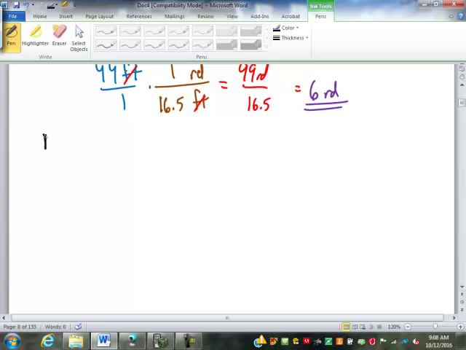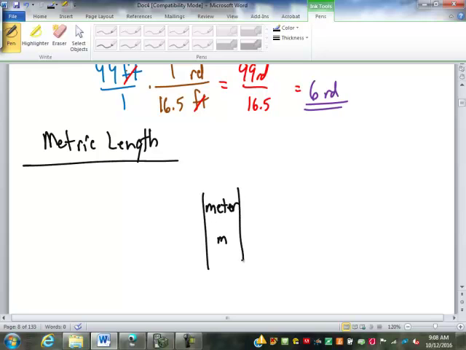Next, we had metric length. In metric length, there's only 1 unit of length. It's a meter, abbreviated with a little m. A meter is actually slightly longer than a yard. It's actually 39.37 inches. Now you ask yourself, wouldn't it have made things a whole lot easier if a meter was equal to a yard? And yeah, it would have.